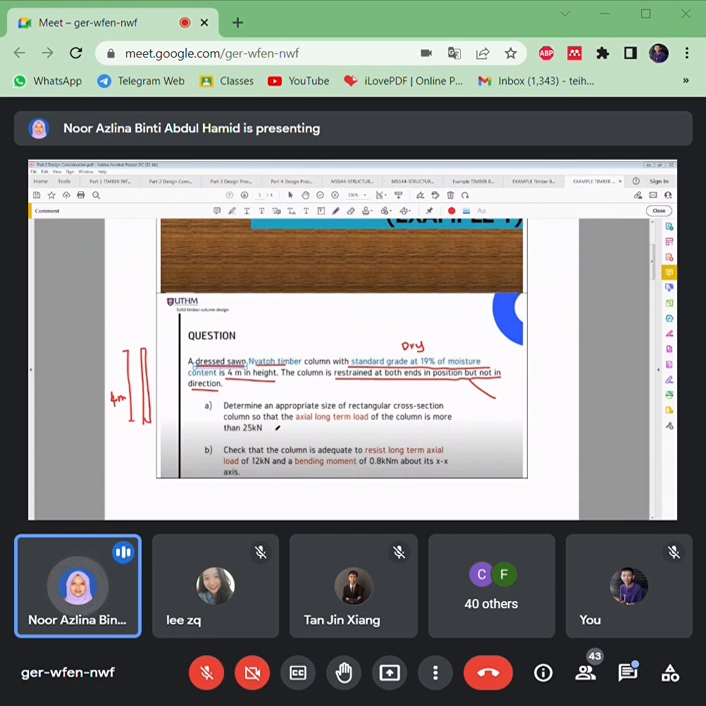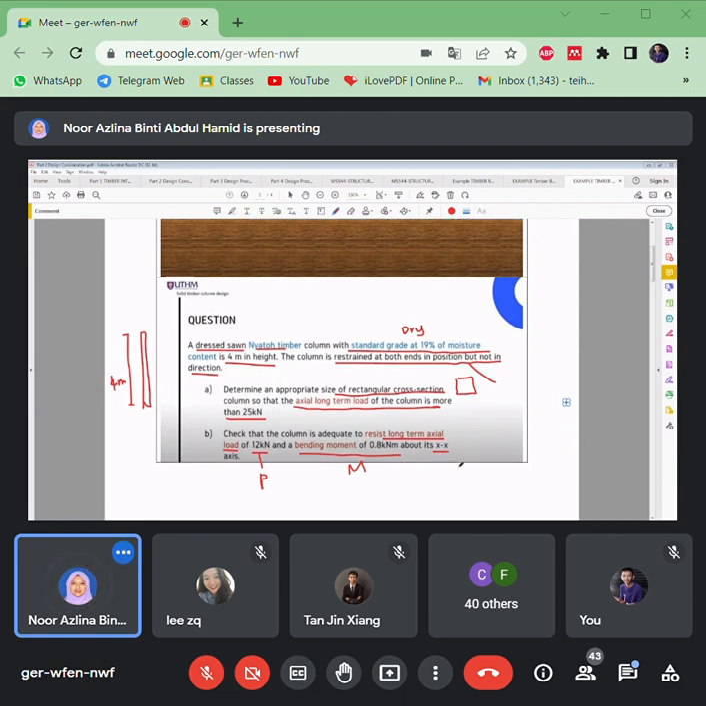Okay, so determine an appropriate size of rectangular cross section. It does not give a size here. You have to propose the size, but it should be rectangular in shape, so that the axial long-term load of the column is more than 25 kilonewton. Then check whether the column is adequate to resist the long-term axial load. Long duration here with the load of 12 kilonewton and the bending moment. Actually, it already gives the load and the moment, about its x axis.